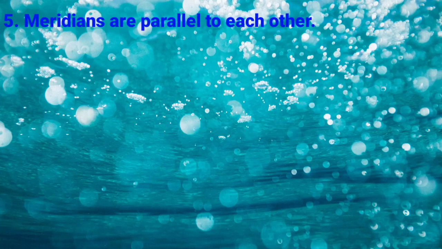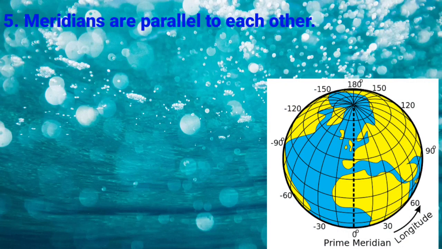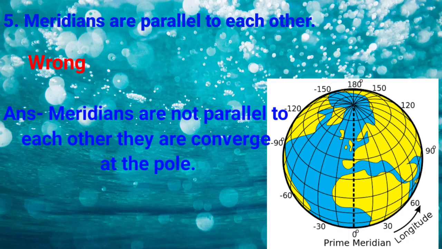Question number 5. Meridians are parallel to each other. You can see in the figure, meridians are not parallel to each other. They converge at the pole. That means this statement is also wrong, and the correct answer is: meridians are not parallel to each other. They converge at the pole.